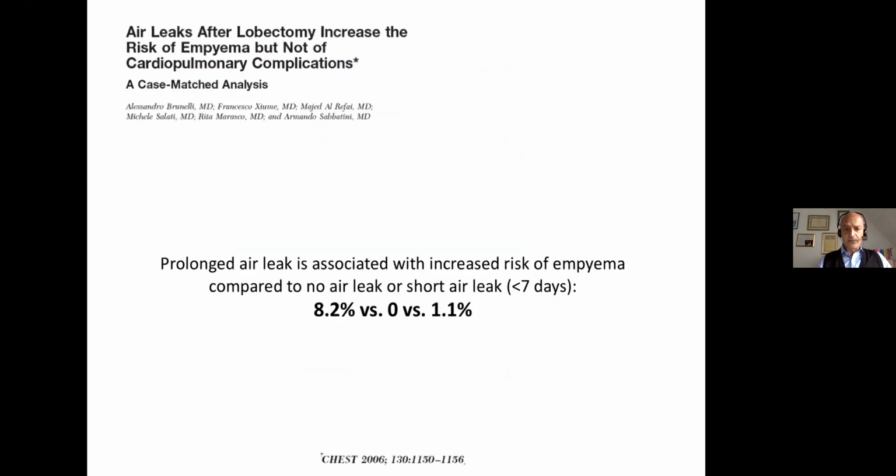In fact, a prolonged air leak is associated with an increased risk of empyema, especially when it is longer than 7 days.